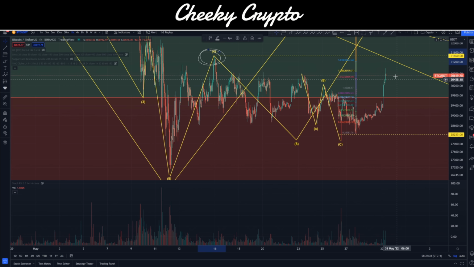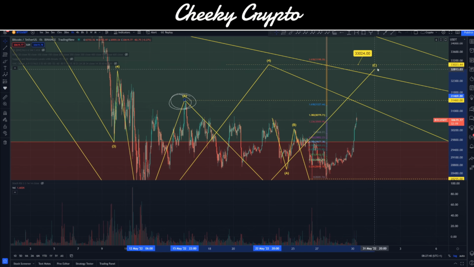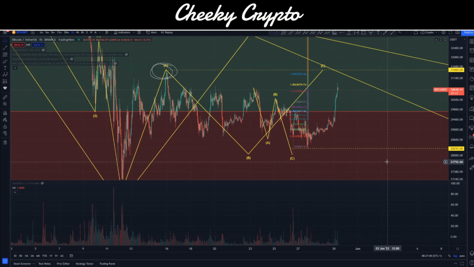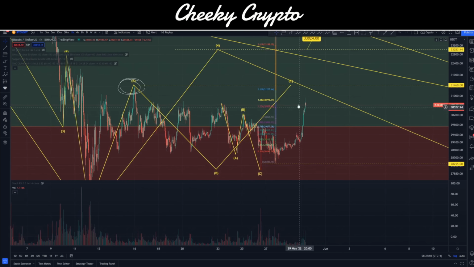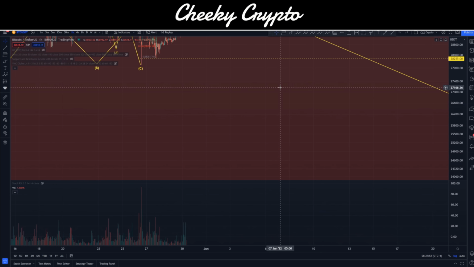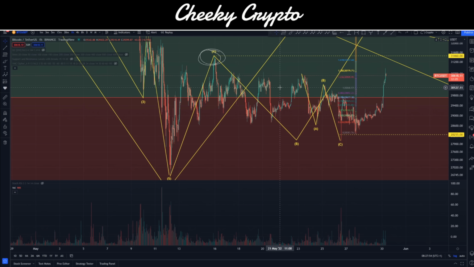Because we are of course tracking a C wave, and that C wave should be 33,024, but it's possible that we create that double top right up here, and then we break down and we move all the way down to our lower targets. Okay, so that's looking okay. It's looking pretty good, and for the most part, we should be thinking about that longer term move.